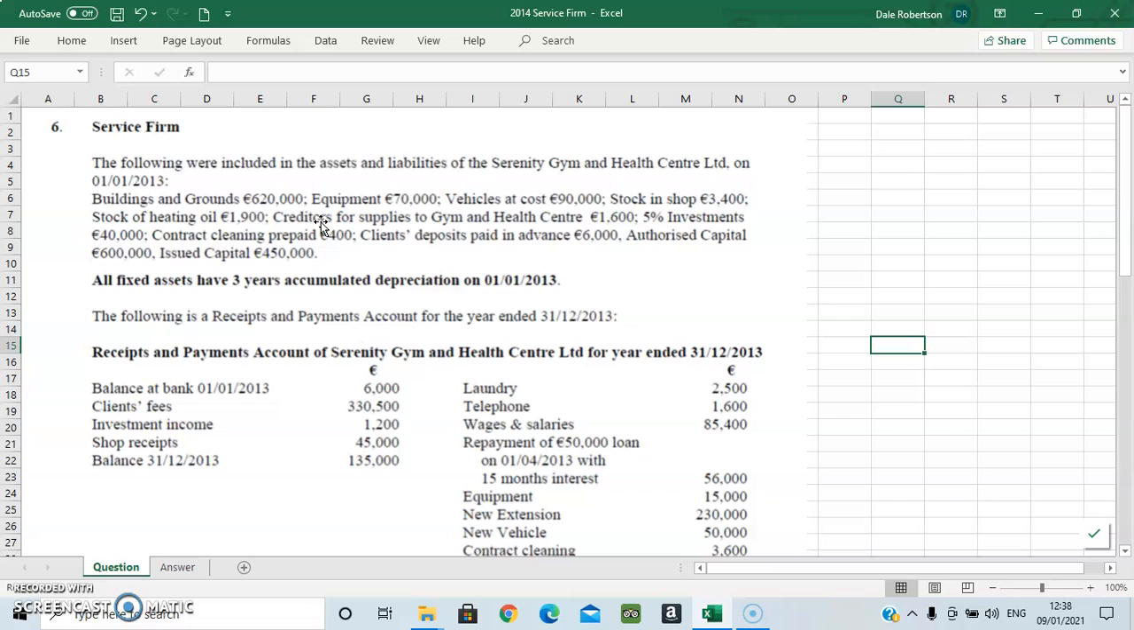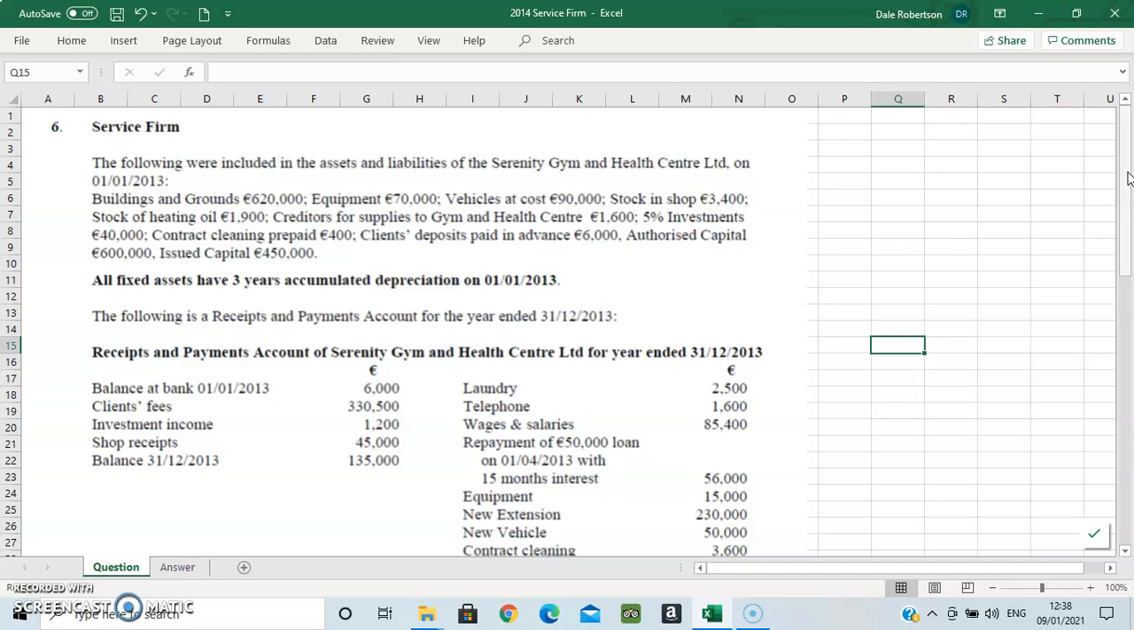It says the following were included in the assets and liabilities of Serenity Gym and Health Center at the start of 2013. And you have the buildings and grounds, equipment, all of that. The only new thing in this top sentence is there is a 5% investment of 40,000. And you do have investment income here on the money inside. But we need to figure out, is that the full entitlement or is there an amount due at the end of the year? We'll do that in a moment.